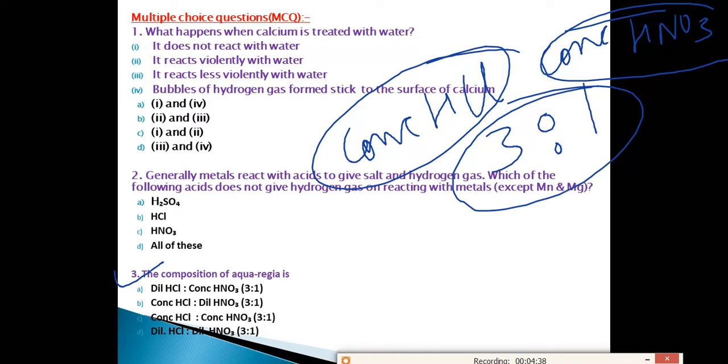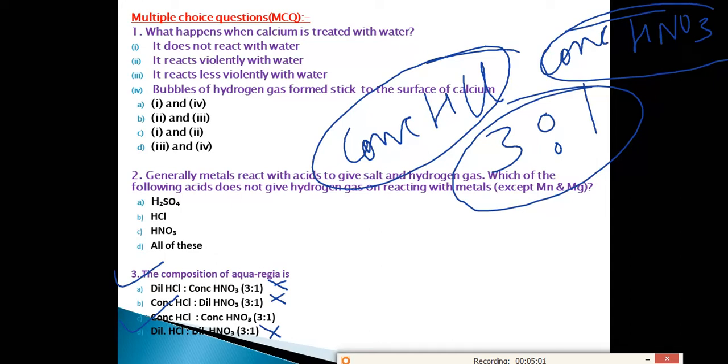So let's check which option will be correct. Dilute HCl and conc HNO3? No, it's not dilute. Conc HCl and dilute HNO3? No, this is also not true. Conc HCl and conc HNO3 in the ratio of 3:1. Yeah, this is the correct option. Dilute HCl and dilute HNO3. No, this is also the wrong answer. So our correct option will be concentrated HCl and concentrated HNO3 in the ratio of 3:1.